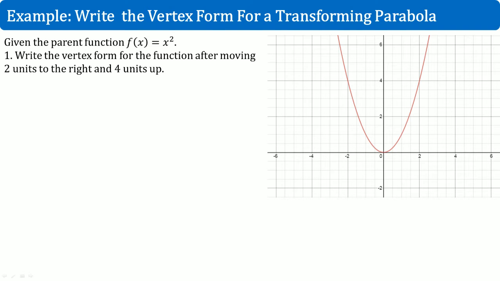The next thing is looking at this example. Now we are going to write vertex form for a transforming parabola. So given the parent function as that, you're going to write the vertex form for the function after it moved 2 units to the right and 4 units up.